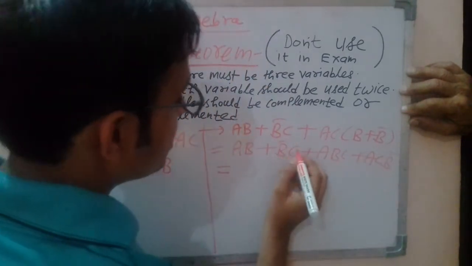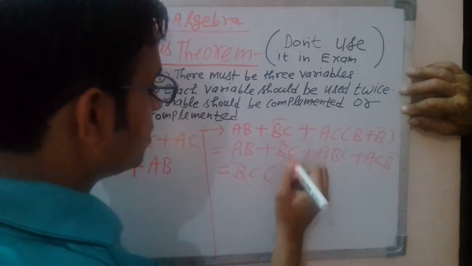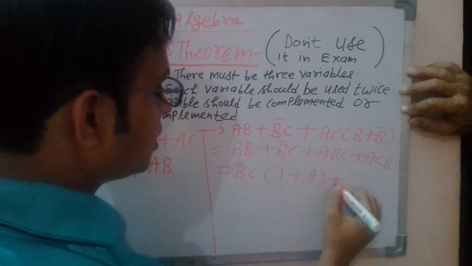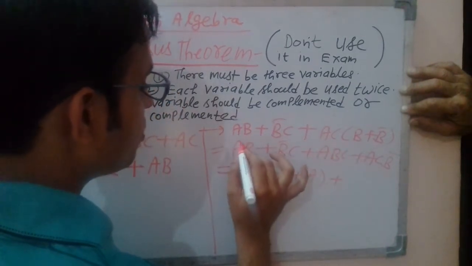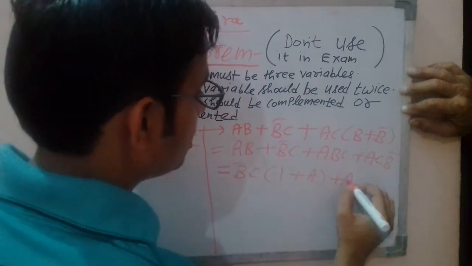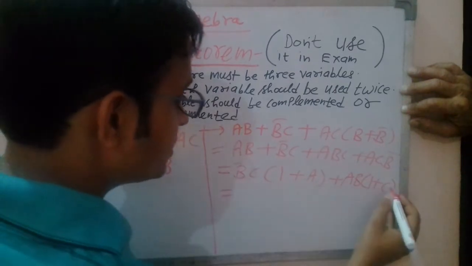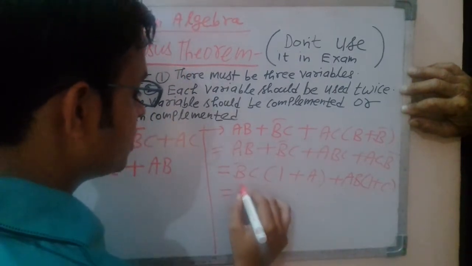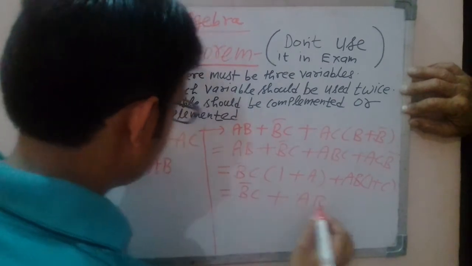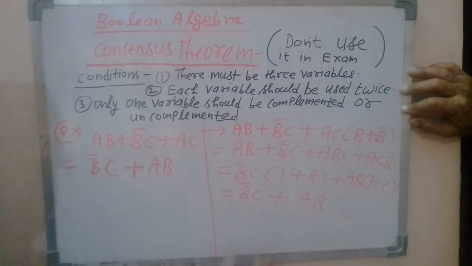Now B bar C is common here, so take B bar C common. This is 1 and this will come A, right? Now ABC and AB, what is common in AB and ABC? The answer is AB. If you take AB common, you will get 1 plus C. So 1 plus C is 1, 1 plus A is 1. So that means the answer is B bar C plus AB. B bar C plus AB, right? This is the answer, right?